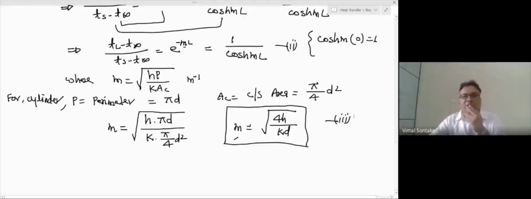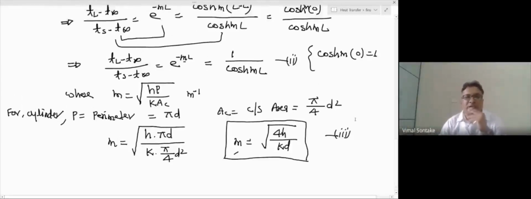Now, see equations number 2 and 3. How can I find out m? If I know the values of h, k, and d, and fortunately all these values are known to me. The h value for air is given, the diameter of the rod is given. Now there are two values of k. One is for copper, another is for steel.